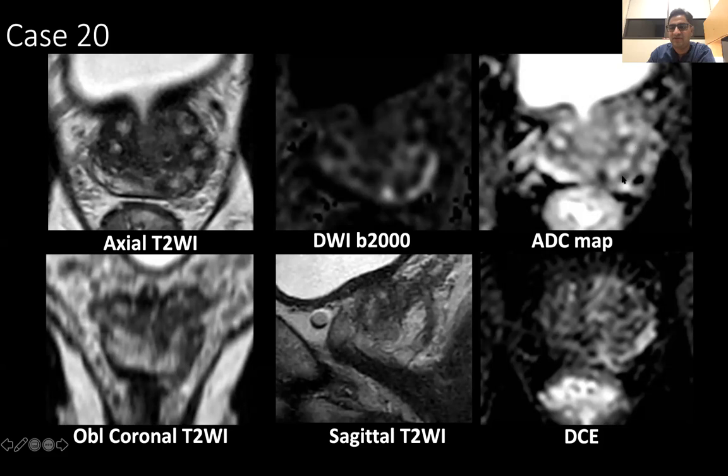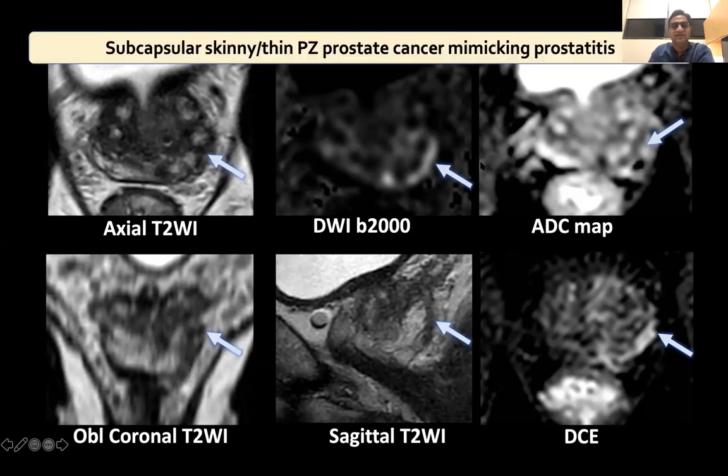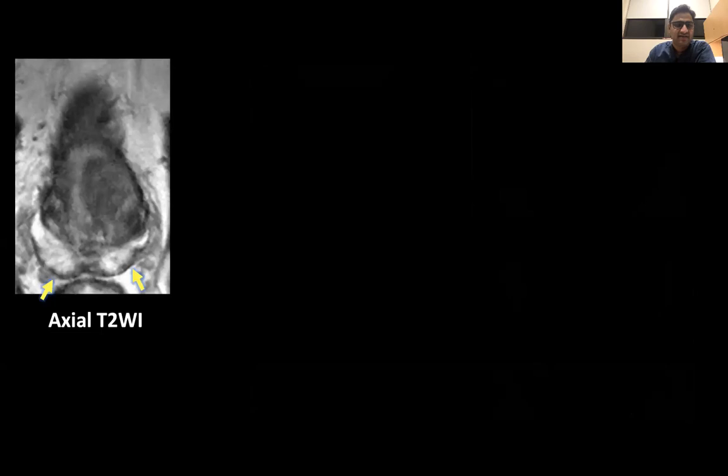As we see here is a skinny area, and here on the side, you can see that this is a skinny abnormality, and there is an enhancement peripherally there. And this is a coronal reformat, which shows the subcapsular location as well. And so this is a subcapsular skinny or thin peripheral zone prostate cancer that can potentially mimic prostatitis. And it's important not to miss that.